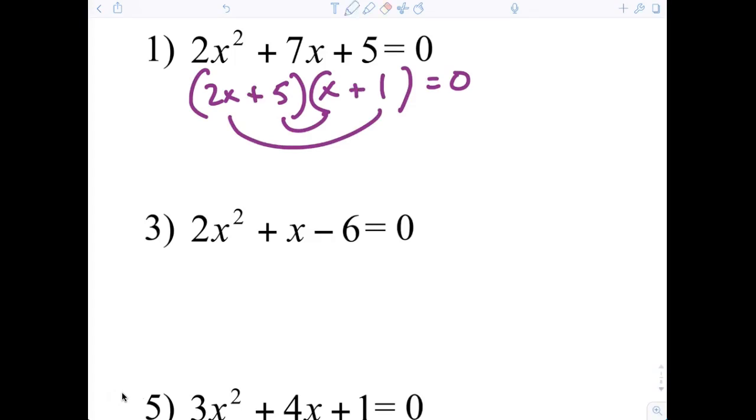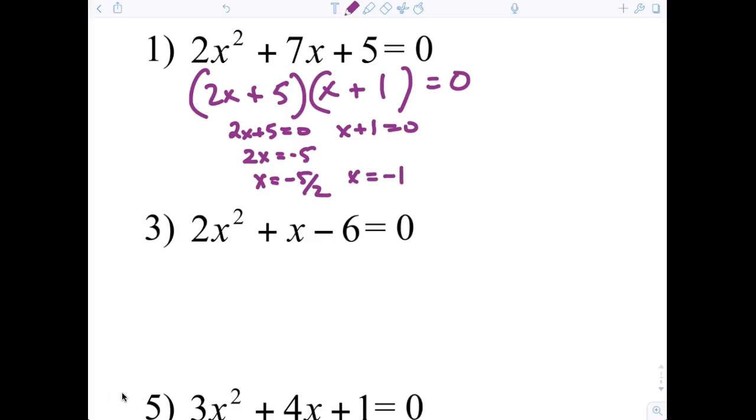So now I need someone to say, hey, I'm not sure about that, if they're not sure. Everybody good? Now, the only step, if you know how to factor, is set the factors equal to 0. So now you just write on your paper 2x plus 5 equals 0, x plus 1 equals 0, and now you have to solve that out. 2x equals negative 5, x equals negative 5 halves. Over here, x equals negative 1.